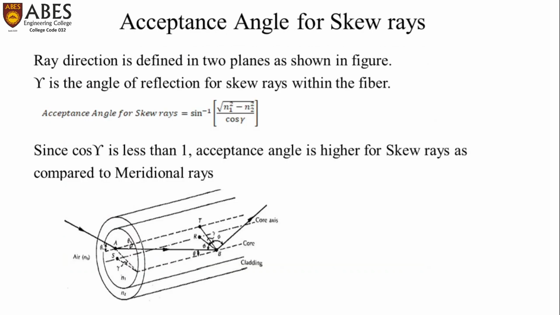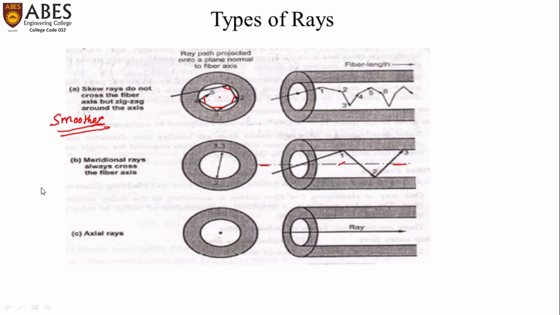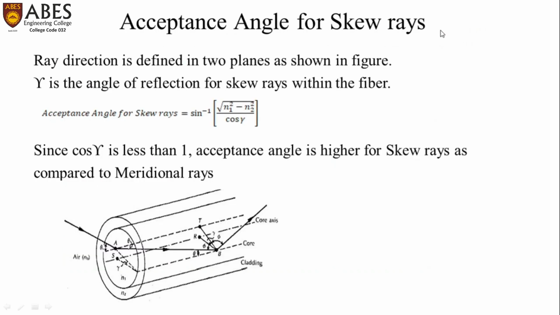Now I am saying that this angle is a very important one. Whenever we see this structure of propagation of a light ray as a skew ray, this angle is known as 2 gamma, and gamma is the angle of reflection for skew rays within the fiber. As per that, we can calculate the acceptance angle for the skew rays.